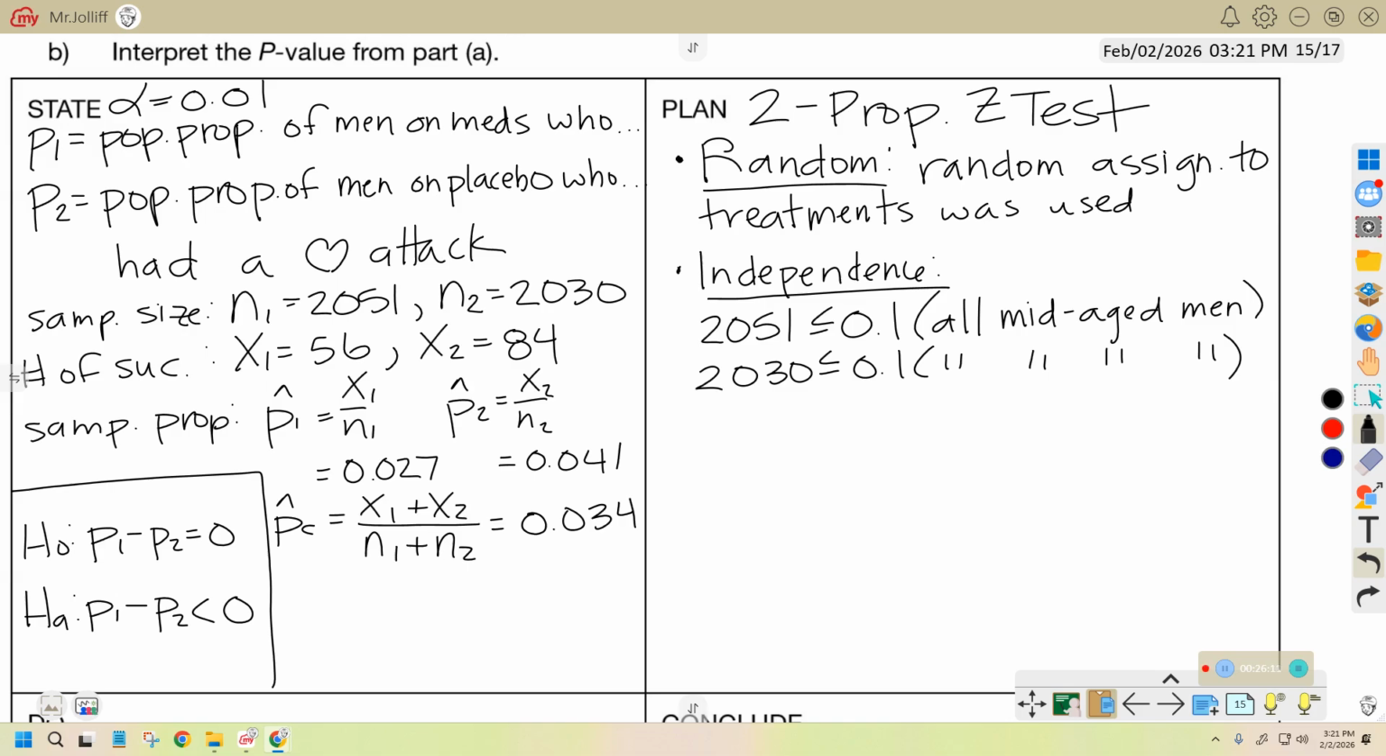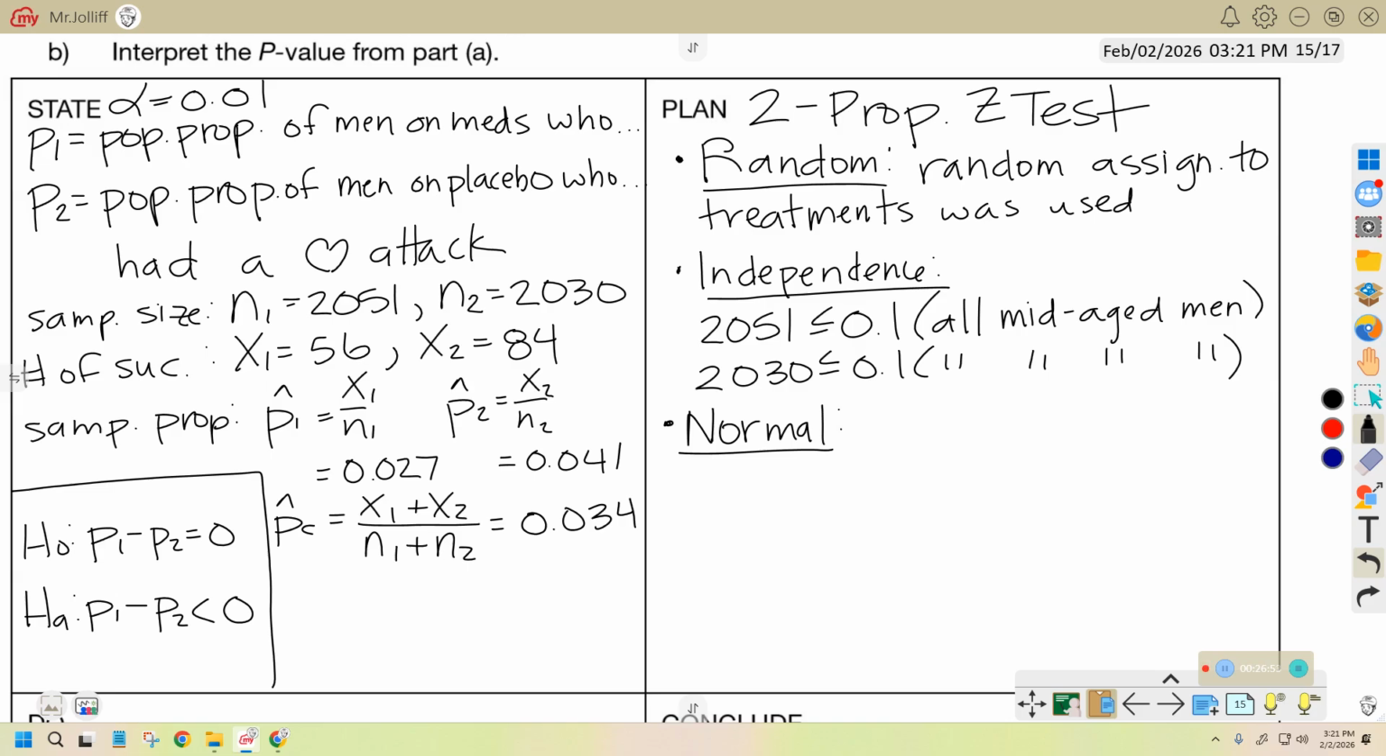Perfect. Last one. Yesenia. Random, independent. What's the third check? Normal. Very good. Bonus points if you can tell me how we check for normal. Does Cami know? No? Does anyone at the table next to them know? Does anyone in the room know? Large counts.